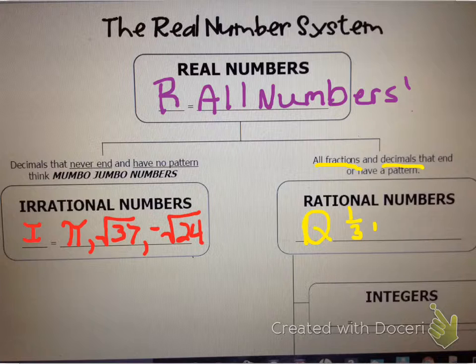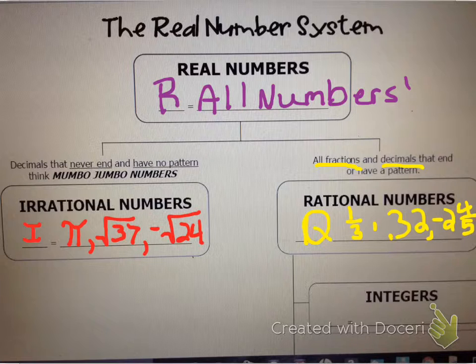Another number would be like 0.32. That's a decimal and it ends. Another is -2 4/5. Again, it's going to have an ending point. It doesn't go on and on forever.